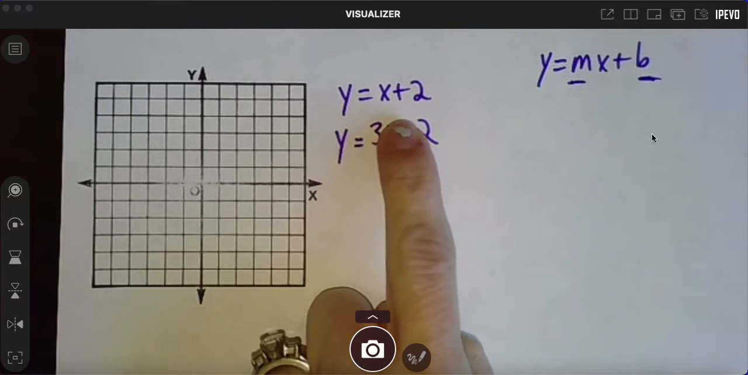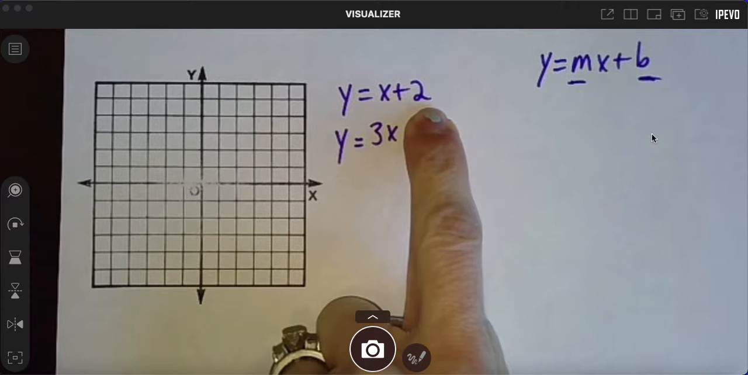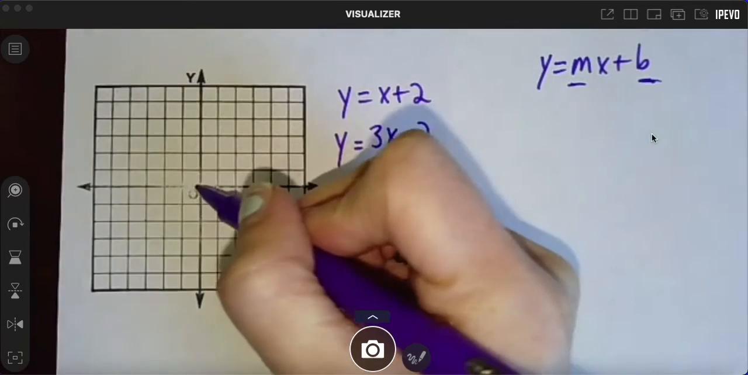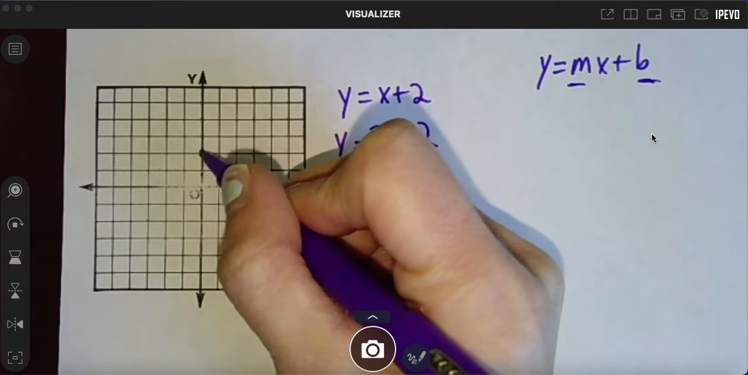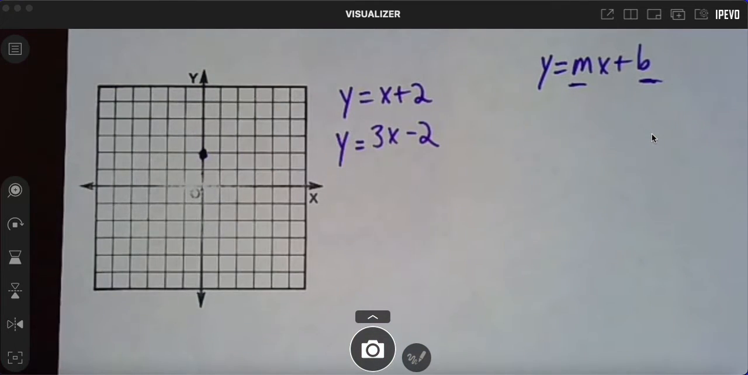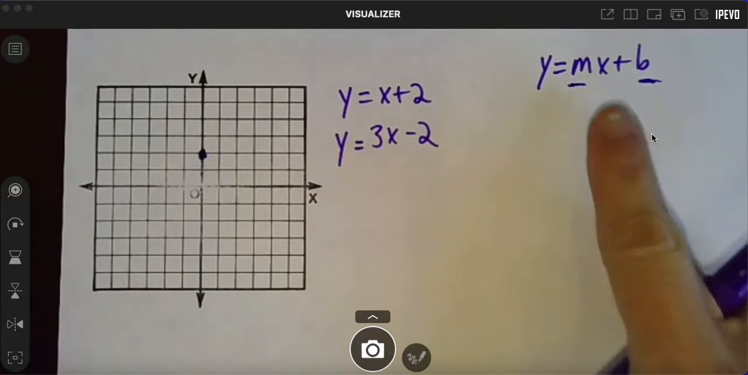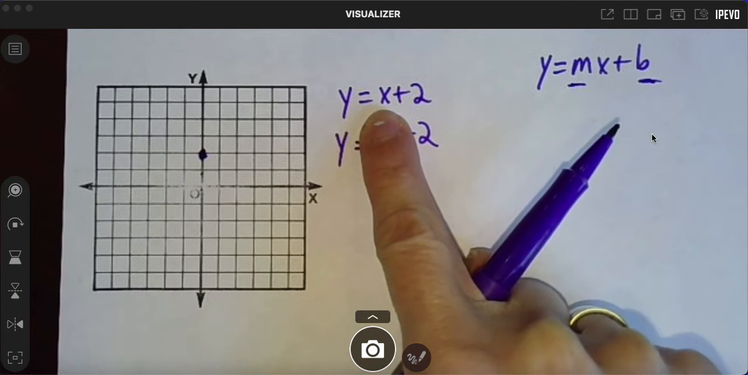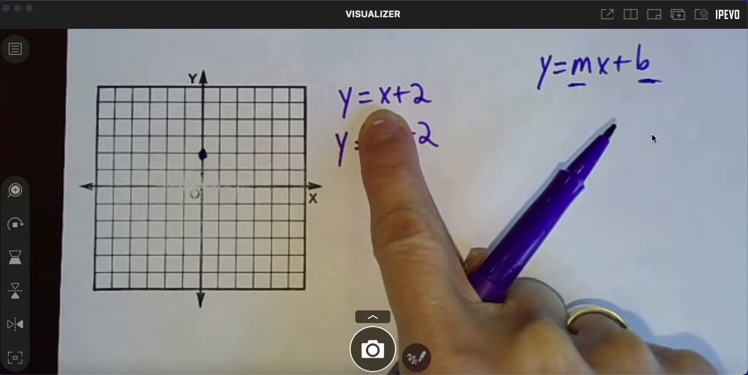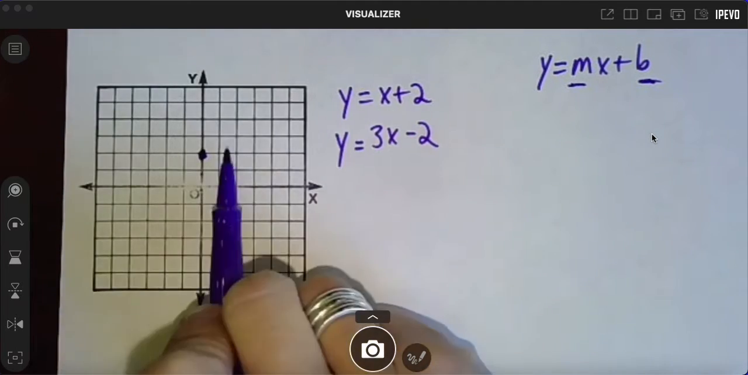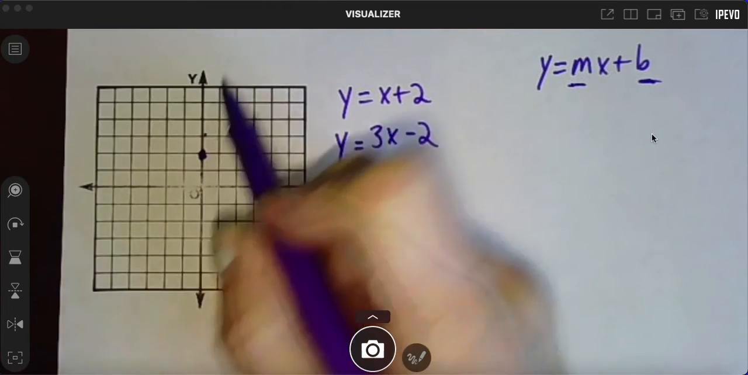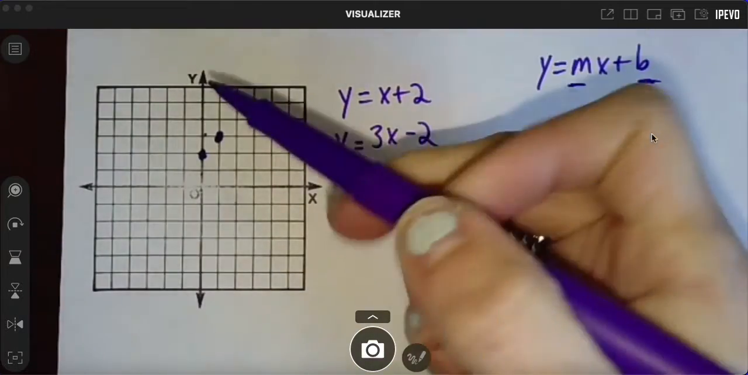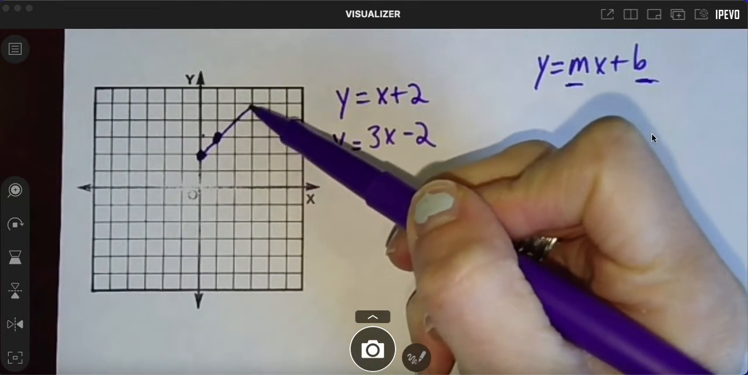What's my y-intercept? 2. So I'm going to go up 2. So right here, I'm going to go up 2. 1, 2. And put a dot there. And from there, what's my slope? 1. Understood 1. The number in front of x is an understood 1. So I go what? Up 1 and over 1 from that point. Up 1 and over 1. And y'all, if y'all want rulers today, I'll have rulers that I can get out. And then you just draw your line.